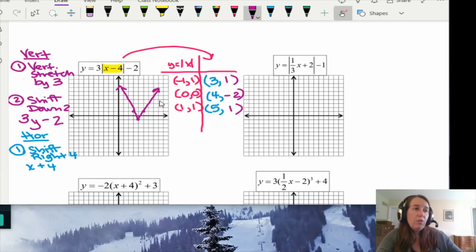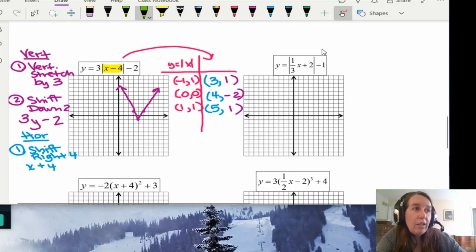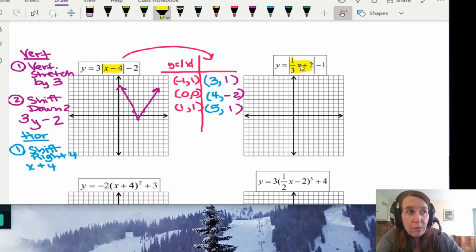Okay, let's do one more together in this video. So first we're going to write down what's going on in each direction, right? I'm also going to highlight here. Notice that all this stuff is inside the absolute value. So this is what's happening in the x direction, okay? So I think this time, I might write what happens in the x direction first.